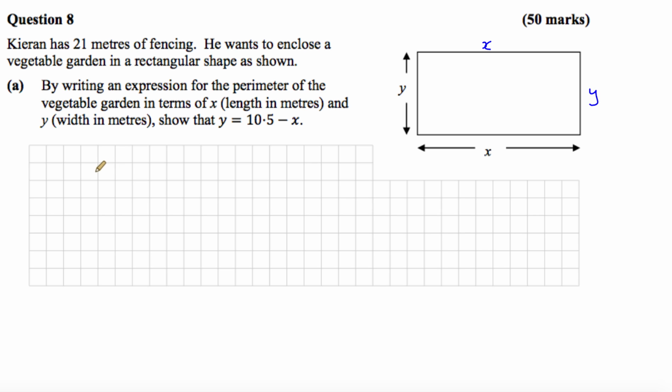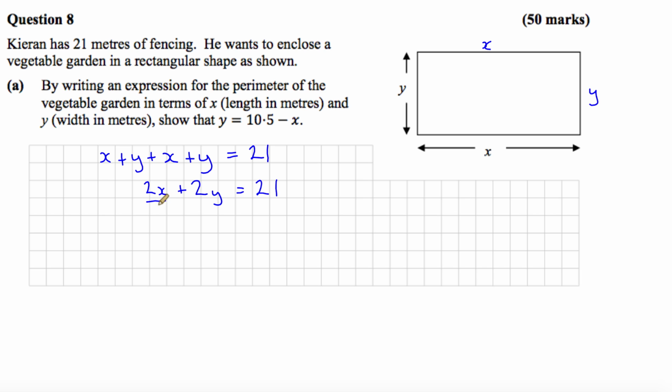So the perimeter would be x plus y plus x plus y. And we know that that perimeter would be equal to 21 because he has 21 metres of fencing. So the four sides added together is equal to 21. Okay, so now we can tidy that up. The x and the x gives us 2x. The y and the y gives us 2y, is equal to 21. So now we can divide across by 2.